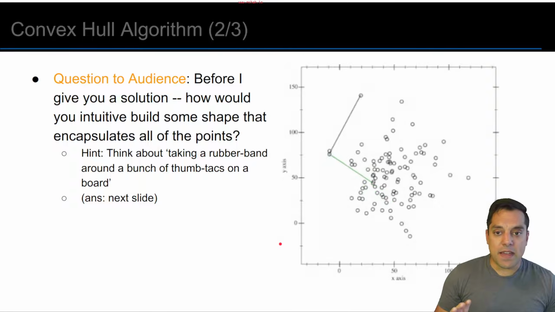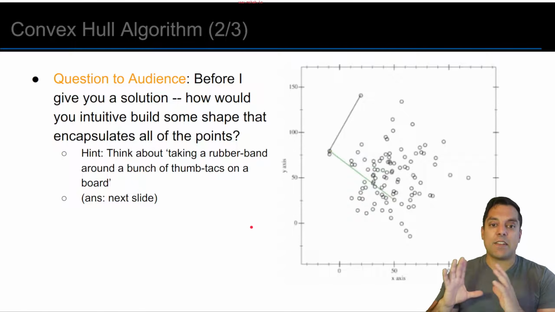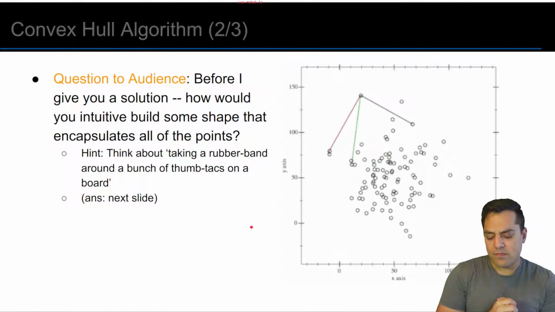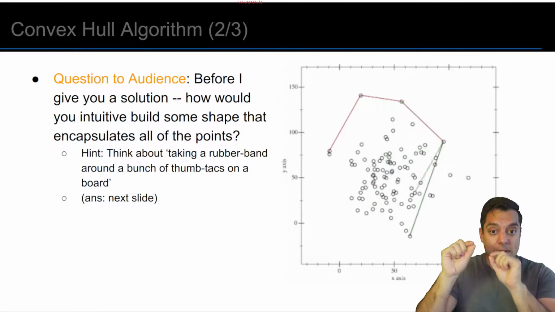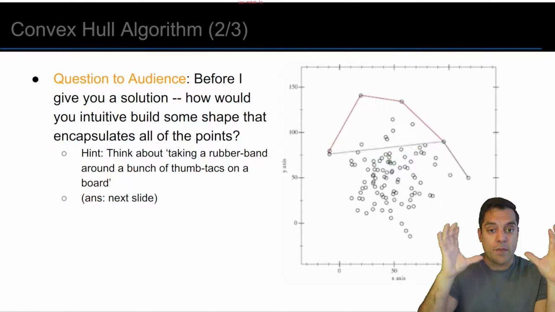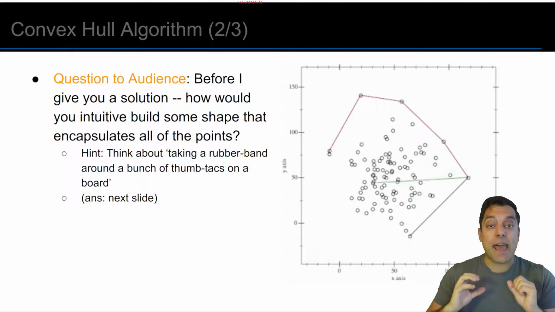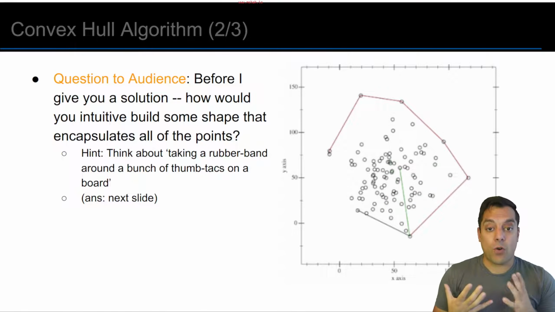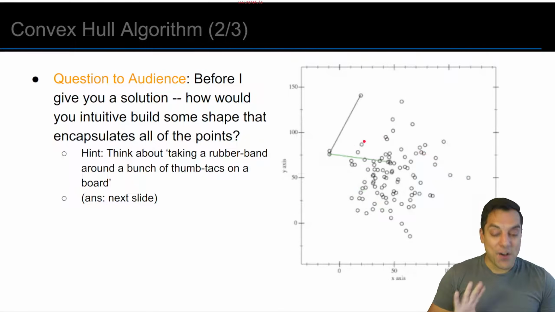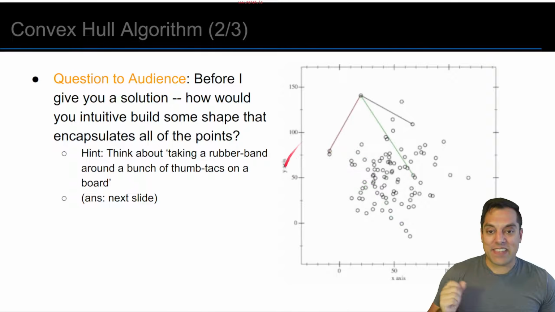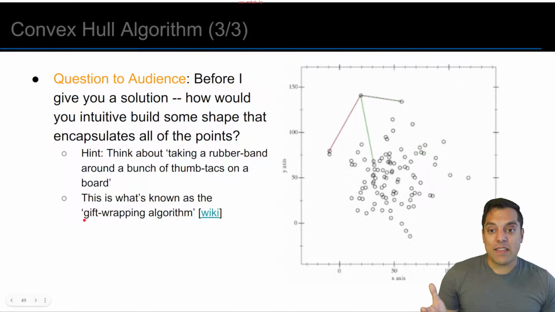And if you thought about that a little bit, the classic example that's given as a hint is if you have a bunch of thumbtacks on a board and you put a rubber band around them, the rubber band is going to snap around those thumbtacks and form the actual convex hull. You can do this experiment at home, just be careful with the thumbtacks and the rubber band. But the actual answer for the algorithm is what's known as a gift wrapping algorithm.